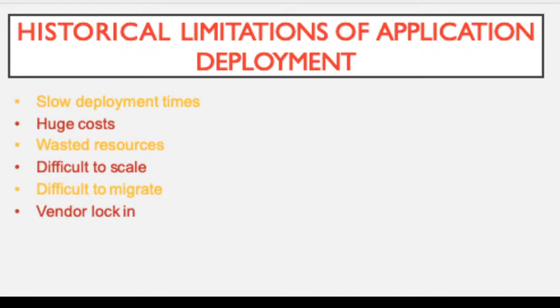When you look at the historical limitations of application deployment, you have slow deployment time, huge cost, resources are wasted, it is difficult to scale, it is difficult to migrate, and there is something called vendor lock-in. These are certain historical limitations of application deployment.